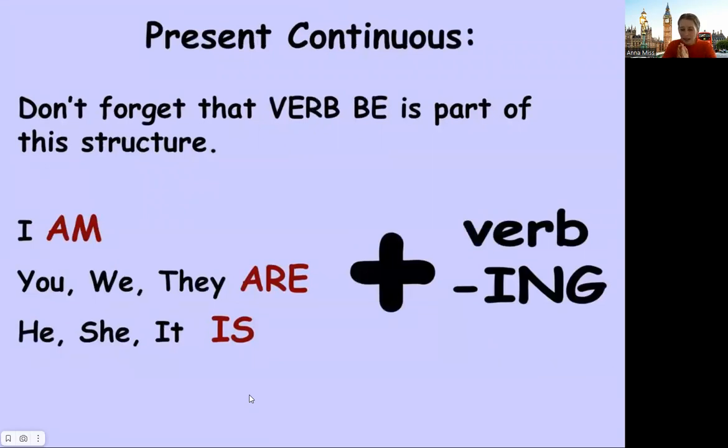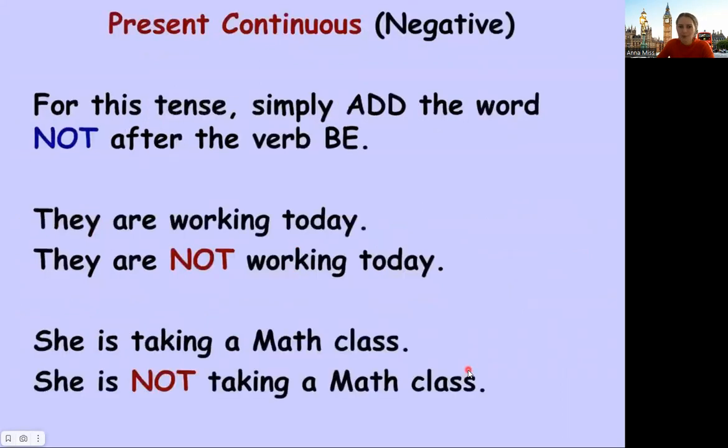In present continuous, you use the same verb to be as a part of the structure. It is verb to be plus the action with the ending ing. I am studying English now. You are studying English now. We are studying English now. They are studying English now. He is studying English now. She is studying English now. It is studying English now.